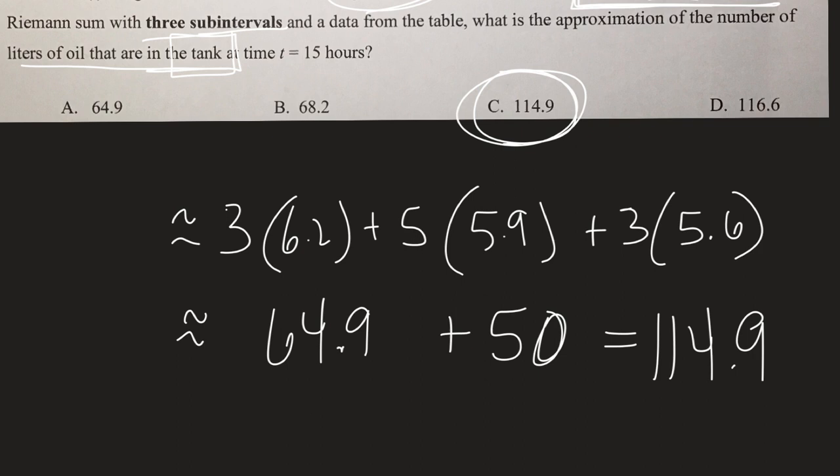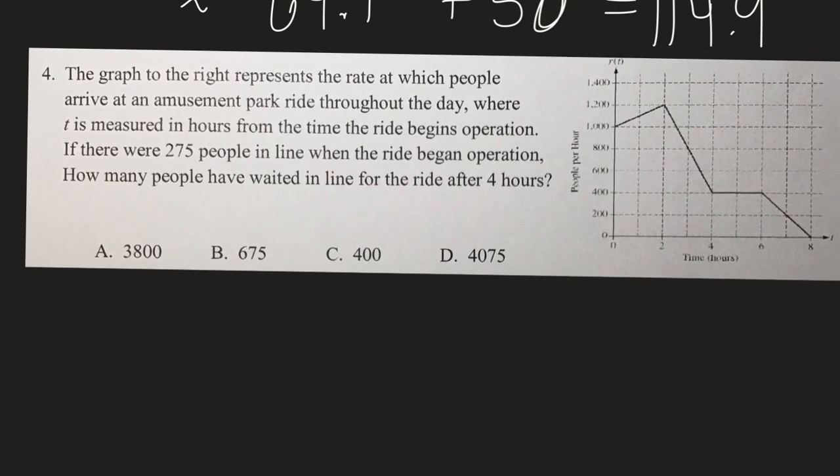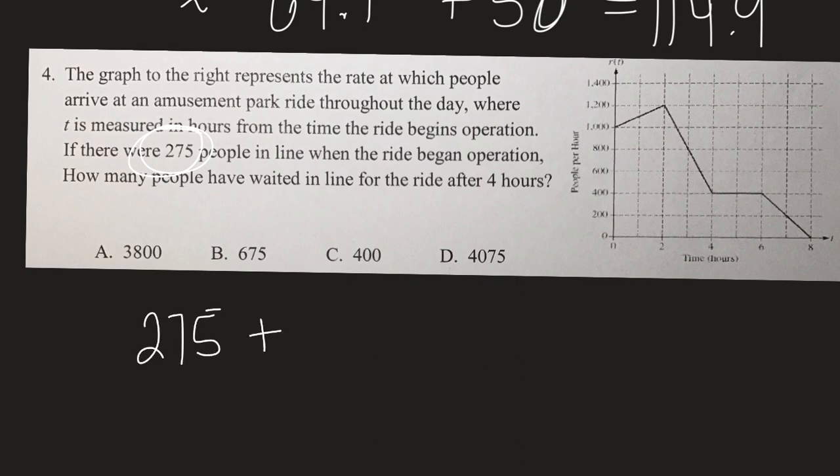Okay, on to number 4. So here we have a graph of people standing in line for a certain ride, and there are 275 people at the beginning. So just like last time, we have an initial quantity. So we're going to have our 275 plus whatever the integral is from 0 to 4, okay, of our graph of people standing in line at a given time t. Well, it just looks like right, we're going to find the area under the curve.